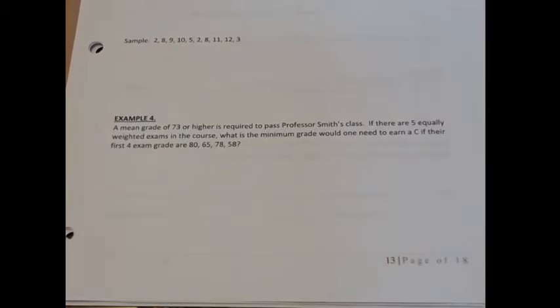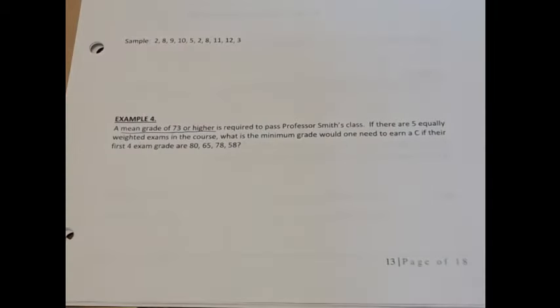A mean grade of 73 or higher, I'm going to make a note of that, 73 or higher, it's a mean grade, is required to pass Professor Smith's class. If there are 5 equally weighted exams in the course, what is the minimum grade one would need to earn a C if their first 4 exam grades are 80, 65, 78, and 58. And wow, there are typos in this, so I'm going to have to retype this up. Okay, so let's check it out.